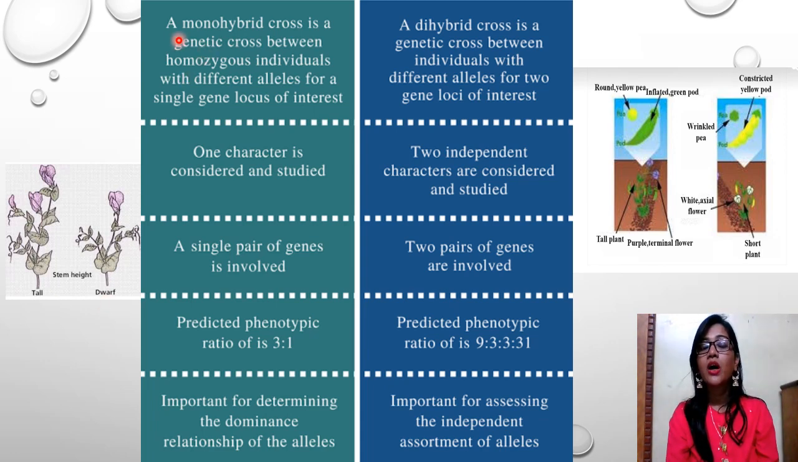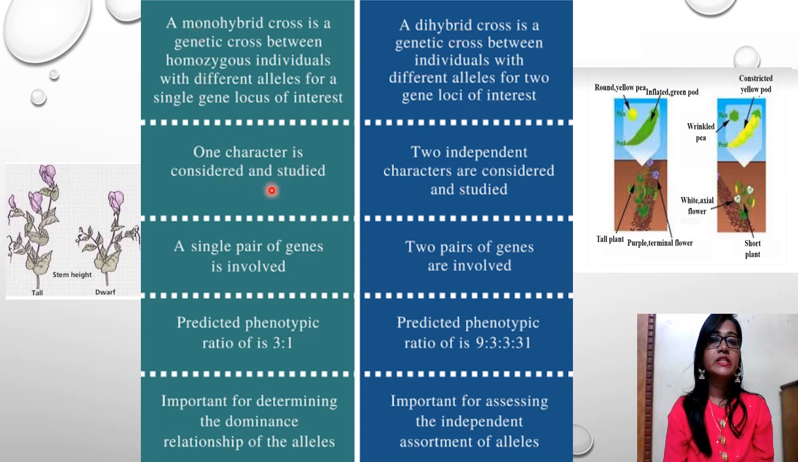So what is the difference? A monohybrid cross is a genetic cross between homozygous individuals with different alleles for a single gene locus of interest. If you remember, capital T and small t are the two homozygous plants, having different alleles for a single gene. A dihybrid cross is a genetic cross between individuals with different alleles for two different gene positions. Here a single gene is considered in one case, and two genes in the other. That's why monohybrid and dihybrid.